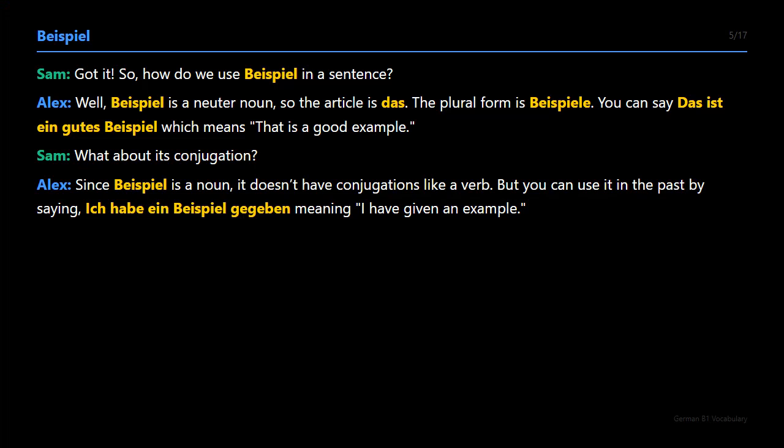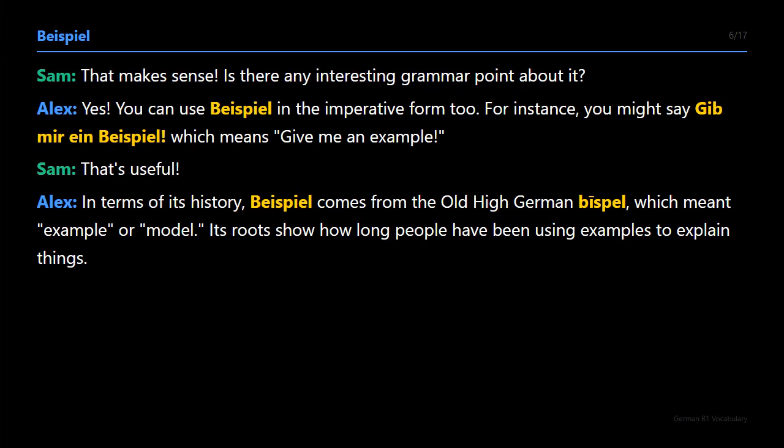That makes sense. Is there any interesting grammar point about it? Yes. You can use Beispiel in the imperative form too. For instance, you might say, Gib mir ein Beispiel, which means give me an example.